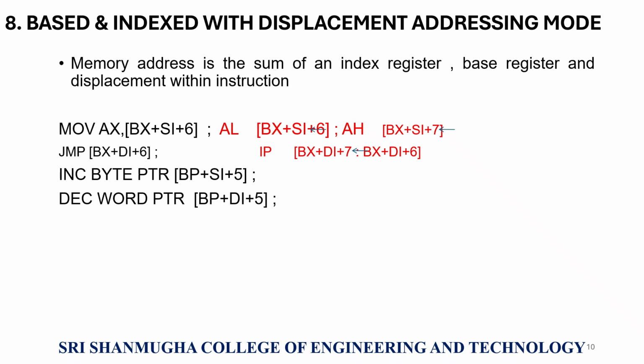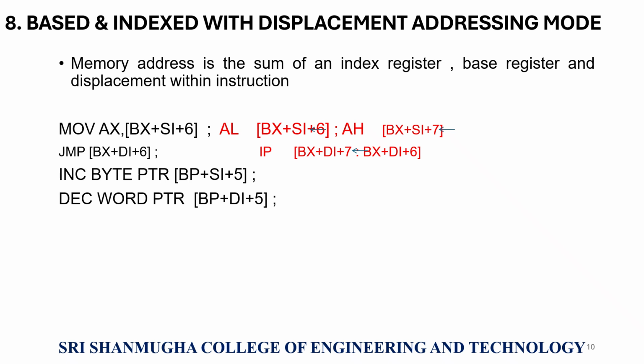And the eighth one is based and indexed with displacement. Here the memory address is calculated by adding the content of the index register, the base register, and a displacement value. It may be a 16-bit value or an 8-bit value; that doesn't matter. So directly a value is also added to the base register and source index. Refer to the example given: MOV AX, BX plus SI plus 6.